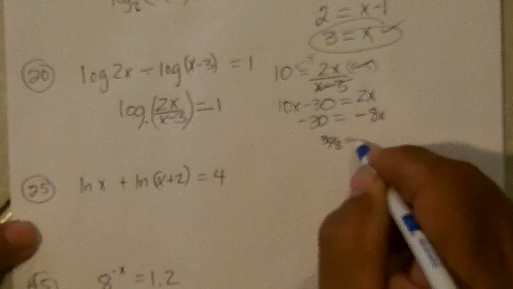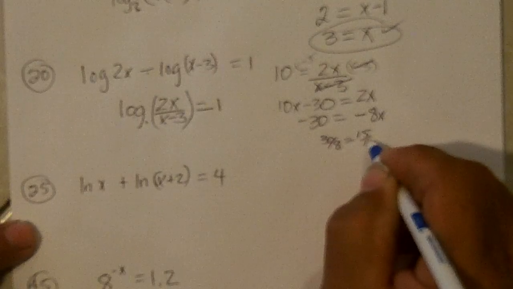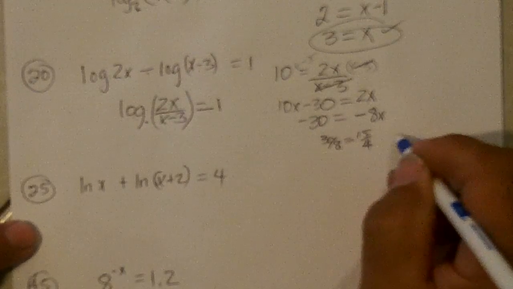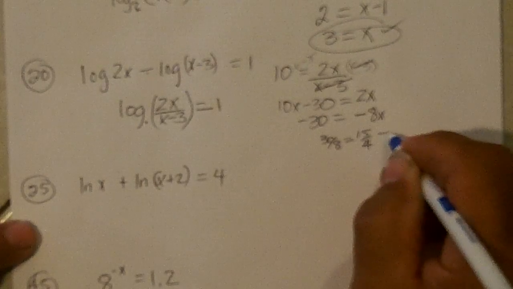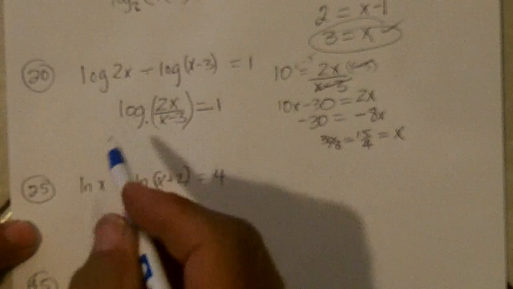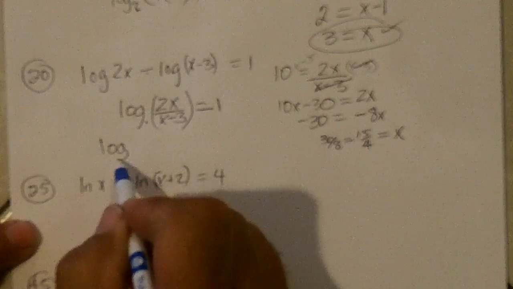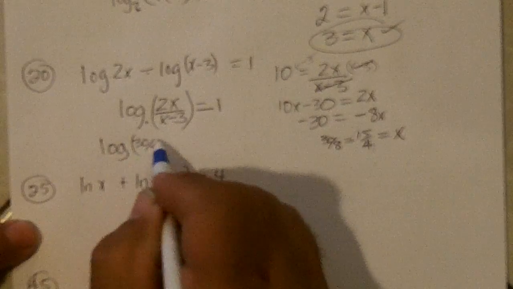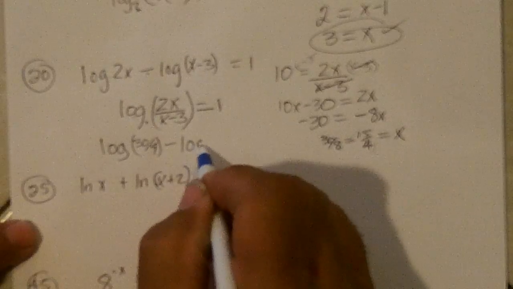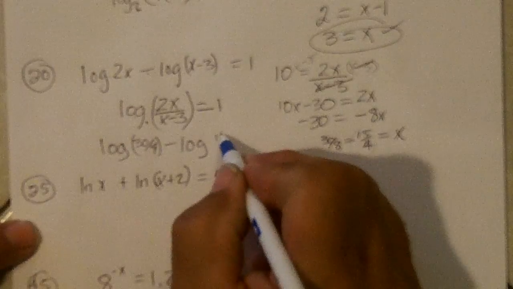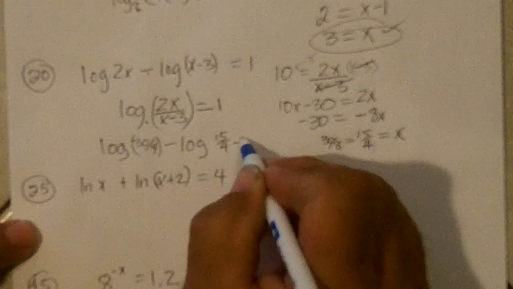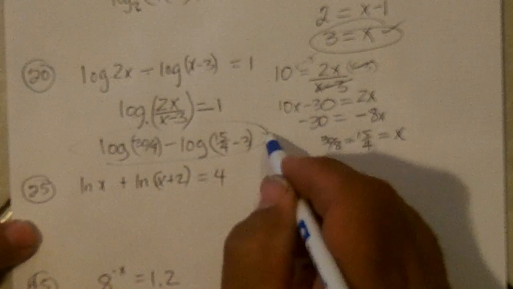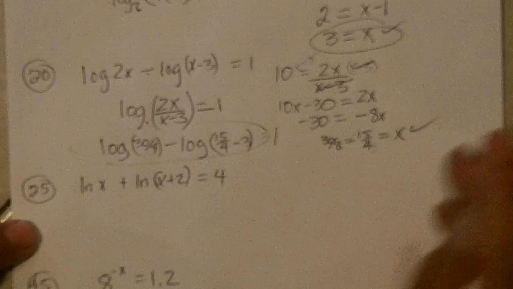Divide by negative 8 and I get 30/8, which is 15/4, or 3 3/4. I'm going to leave it at that as x. Now to check this, I'd do log of 2 times that, so that'd be 30/4, minus the log of 15/4 minus 3. And if you type that into your calculator, you'll get 1. So this works.